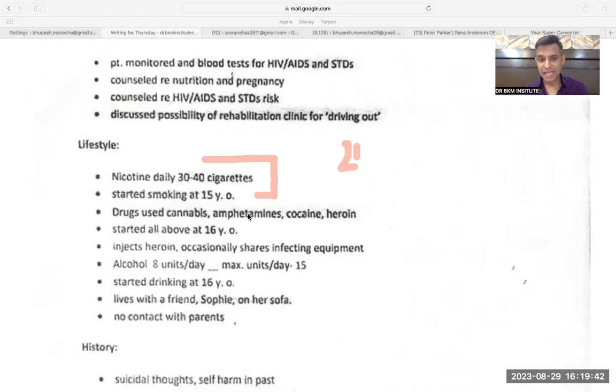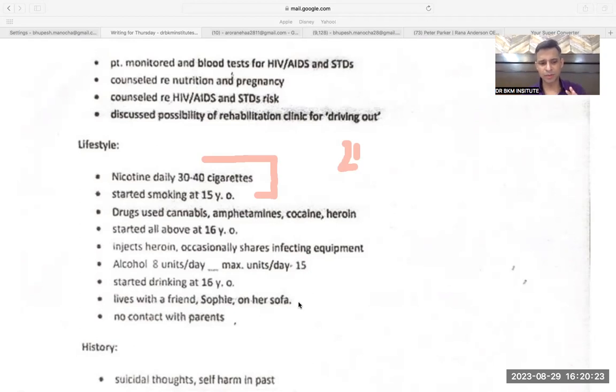Drug use: cannabis, amphetamines, cocaine, heroin, she has used everything. It is given in the past form, that means in the past. So she has taken all these drugs. She started all above the age of 16 years, injects heroin, and occasionally shares infected equipment. That means she shares the same syringes, infected equipment. That is why we have got the HIV test and the STD tests done, because she uses these things, injects heroin and all these things.